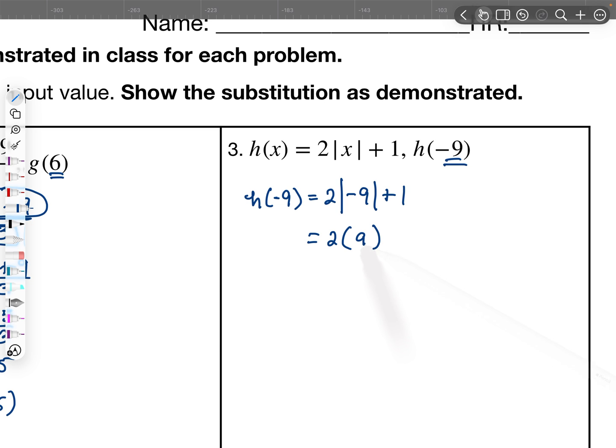See, I've changed the absolute values to parentheses now because I've done the absolute value of -9 and replaced it with a 9. But I still haven't done my multiplication. So you could have just written here 2 times 9 if you wanted to, but I like to show my multiplications with those parentheses. All right, so that's 18 plus 1, or 19, or ordered pair, -9, 19. And the h of -9, we say then, is 19.